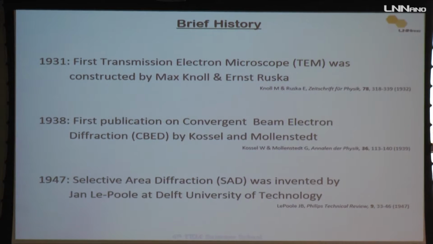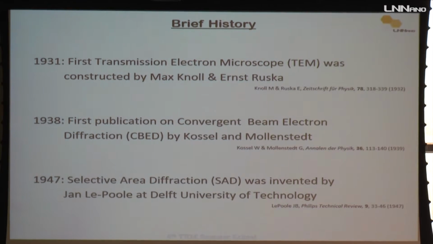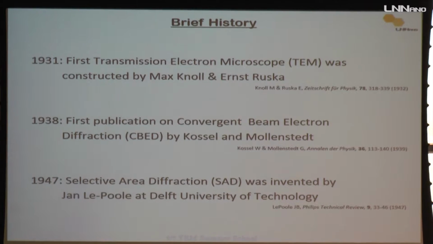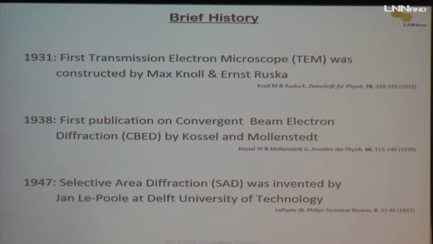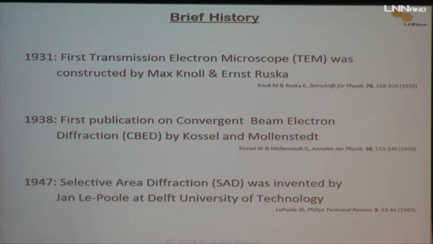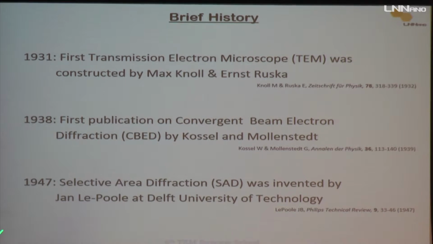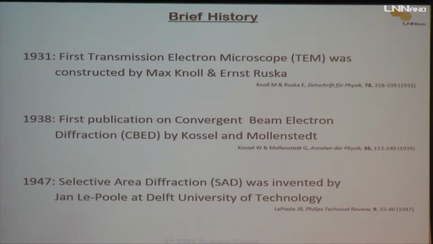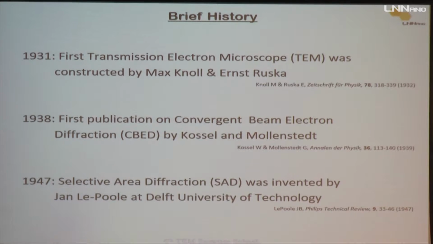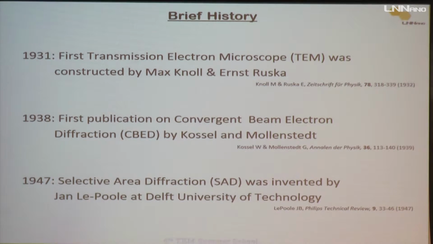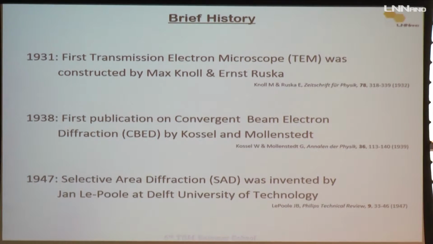Starting with a brief history, in 1931, as you know, the first TEM was constructed by Max Knoll and Ernst Ruska. In 1938, as soon as the TEM was invented, the first technique to be used in the machine was CBED, that's convergent beam electron diffraction. And in 1947, due to some problems that were faced as soon as this technique started to be used, Jean Laue invented selected area diffraction.